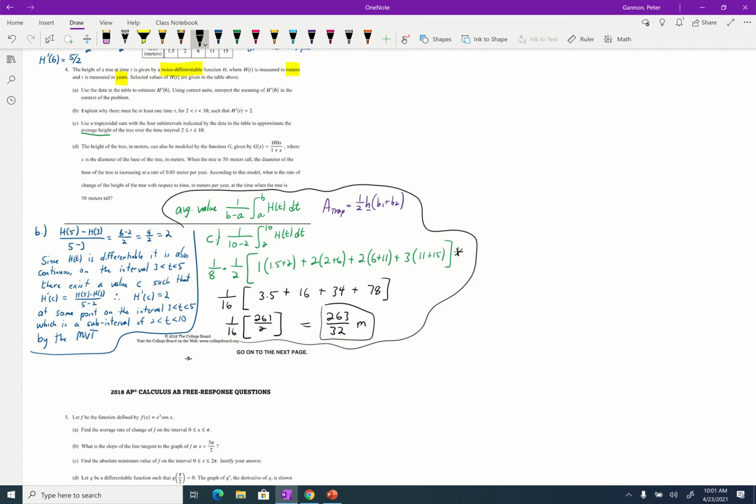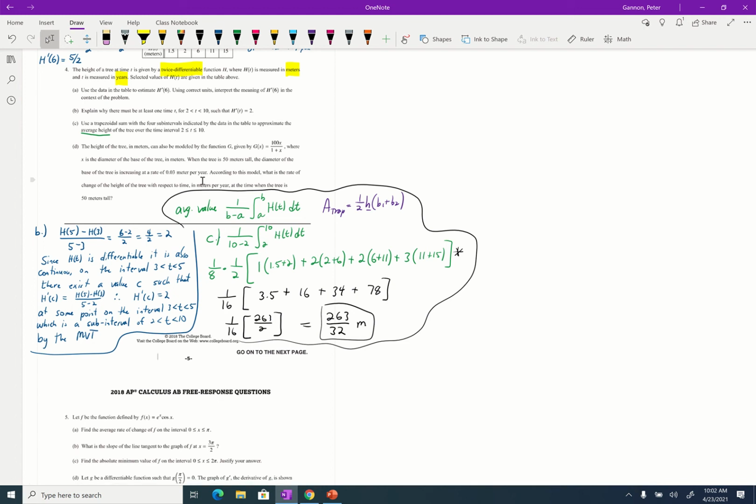All right, so part D says the height of the tree in meters can be modeled by the function g given by g of x equals 100x over 1 plus x, where x is the diameter of the base of the tree in meters. When the tree is 50 meters tall, the diameter of the base of the tree is increasing at a rate of 0.3 meters per year. According to this model, what is the rate of change of height of the tree with respect to time in meters per year at the time the tree was 50 meters tall?